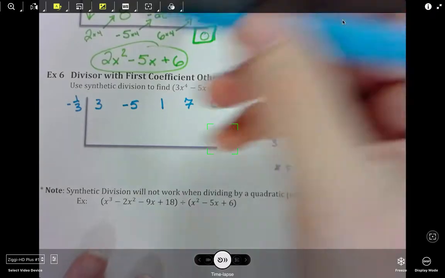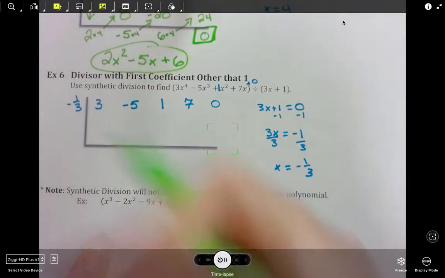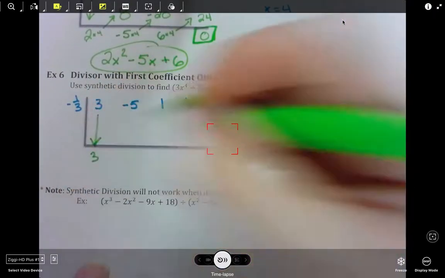Okay. All right, first thing you do, drop that 3 down. Oh, my child has the hiccups and she hates that.